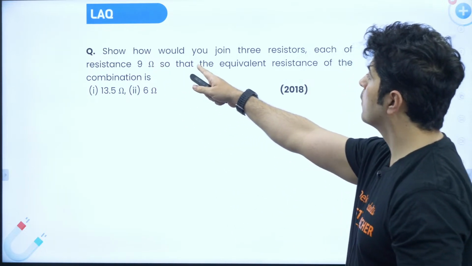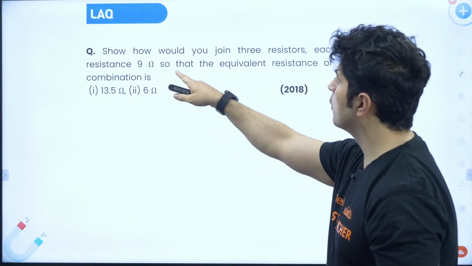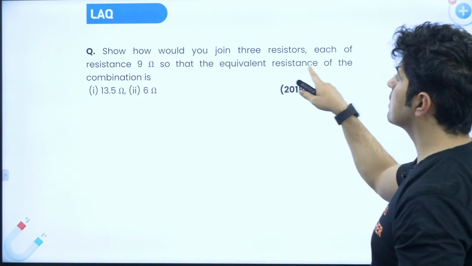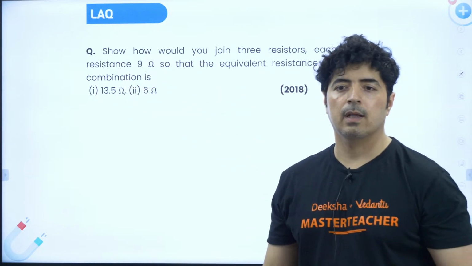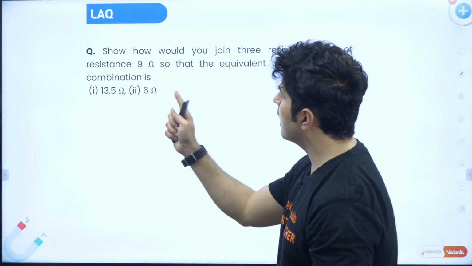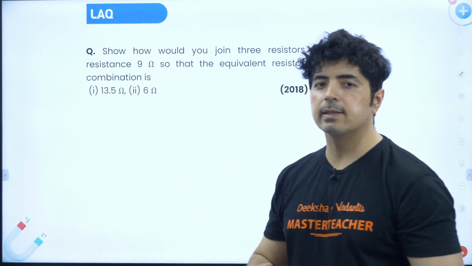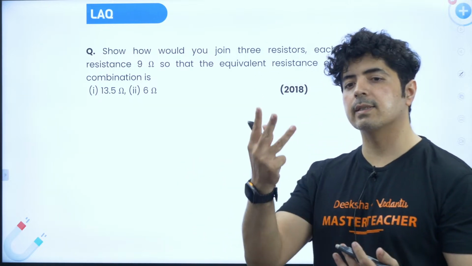Show how you would join 3 resistors, each of resistance 9 ohm, so that the equivalent resistance of the combination is 13.5 ohm and 6 ohm. How will we join 3 resistances so that their equivalent resistance is 13.5 ohm? How will we do it? How will we join? So we have 3 resistances.